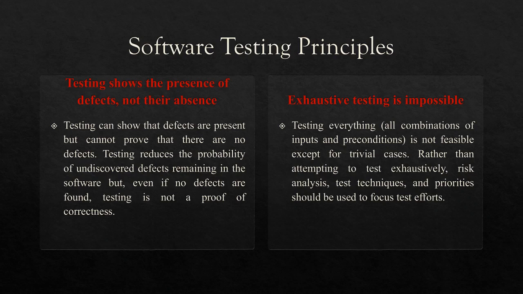Second principle is exhaustive testing is impossible. Testing everything, all combinations of inputs and preconditions, is not feasible except for trivial cases. Rather than attempting to test exhaustively, risk analysis, test techniques, and priorities should be used to focus test efforts.